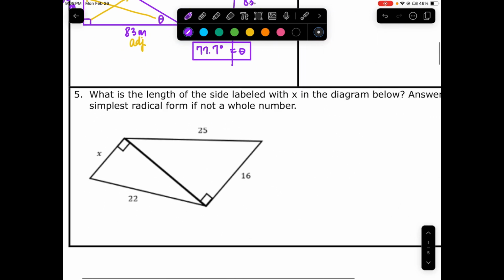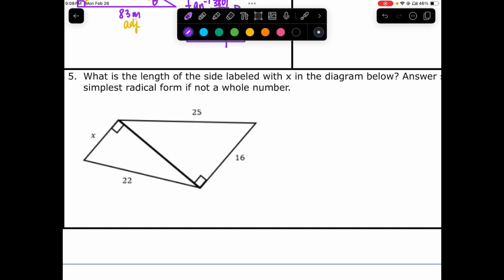Number 5. What is the length of the side labeled with X in the diagram below? So X is right there. All right. So it's looking like Pythagorean theorem. So I'm going to start with the triangle that has the most numbers on it. This triangle only has one number. No angles are labeled, so we can't use trig or special right triangle rules. This triangle has 2 numbers, so we can use the Pythagorean theorem to find this third side. I'm going to call that third side y because I can.